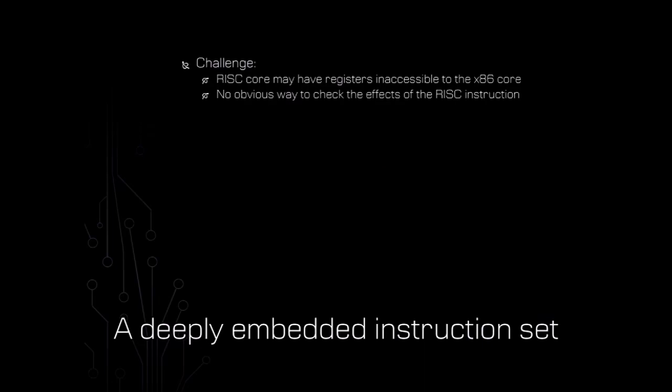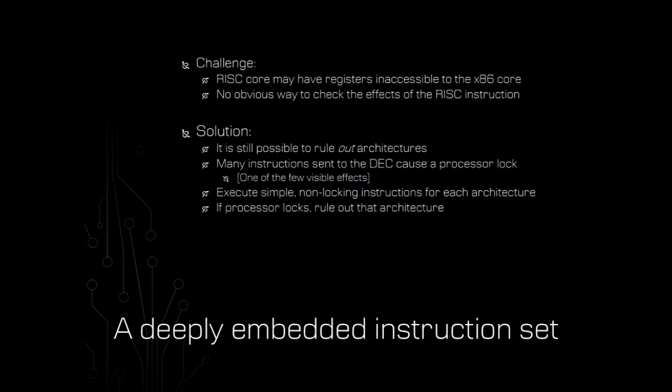The challenge here is, without knowing anything about that deeply embedded core, there's no obvious way for me to necessarily check the results of an instruction. So sure, I can generate some simple RISC instruction and try to execute it, but I don't know what I'm looking for after it executes.